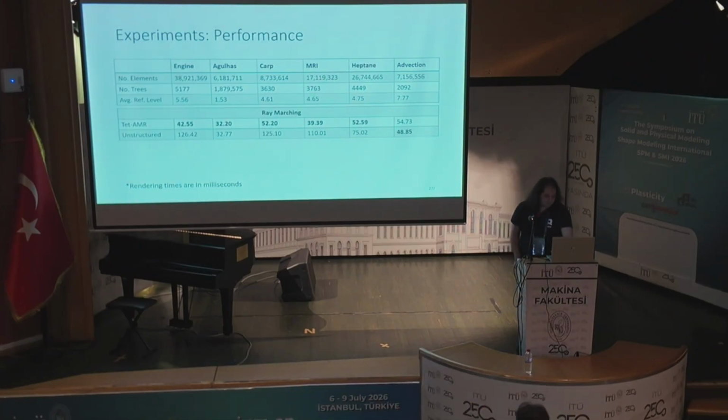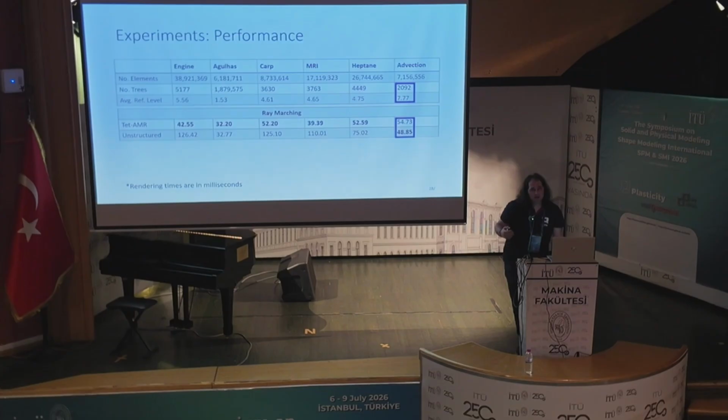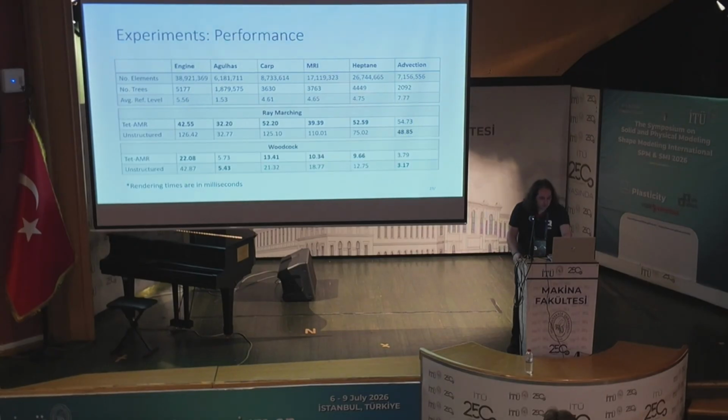So if we look at the performance between our TTMR rendering and unstructured based rendering, for ray marching, we are most of the time faster than the unstructured mesh renderer, except for the advection data. This is because advection has a small number of coarse elements and very deep refinement levels. Here, we waste time tracing rays on the coarse elements, and that's why it's a little bit slower.